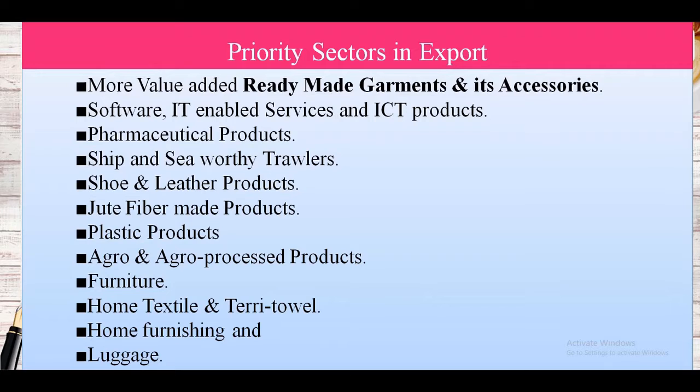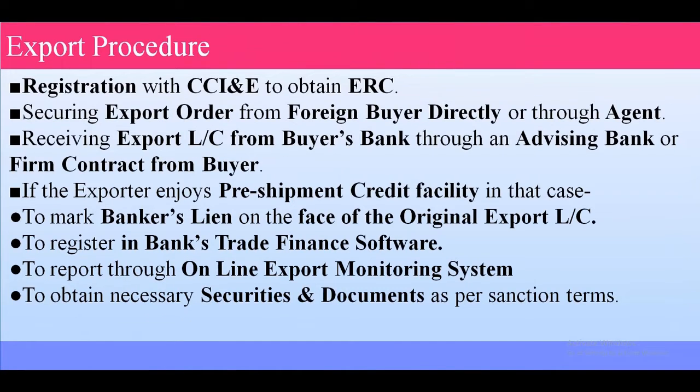Priority sectors in export. More value-added ready-made garments and its accessories. Software, IT-enabled services and ICT products. Pharmaceutical products. Ship and seaworthy trawlers. Shoe and leather products. Jute fiber-made products. Plastic products. Agro and agro-processed products. Furniture. Home textile and terry towel. Home furnishing and luggage.